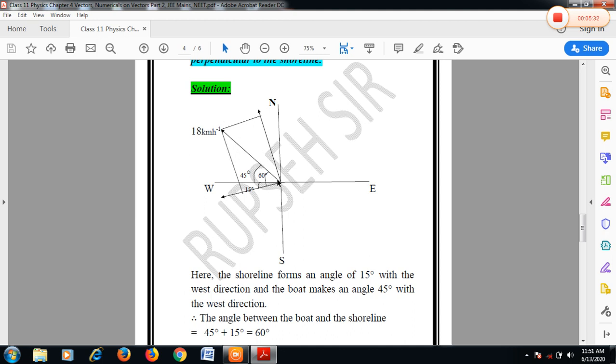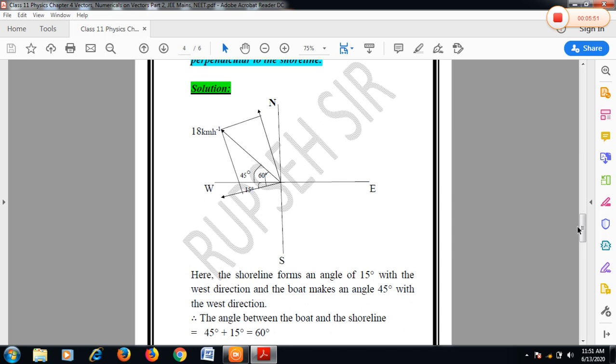The boat is moving in the northwest direction with a velocity of 18 km per hour. The angle between the boat and the shoreline is 45 degrees plus 15 degrees equals 60 degrees. We need to find the component of the velocity of the boat in the direction of the shoreline, and also in the direction perpendicular to the shoreline.